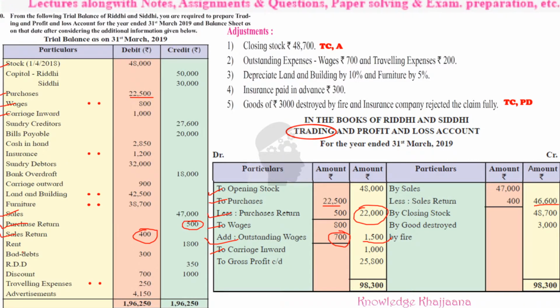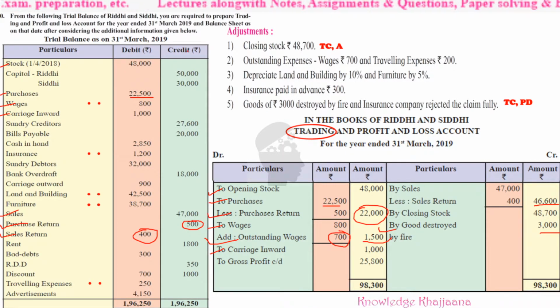Now one more thing is there, which will go to the trading account, which is given in the adjustment. Goods of rupees 3000 destroyed by fire. So its adjustment recording will be done to the trading account credit side. So we'll record it as by goods destroyed by fire rupees 3000.